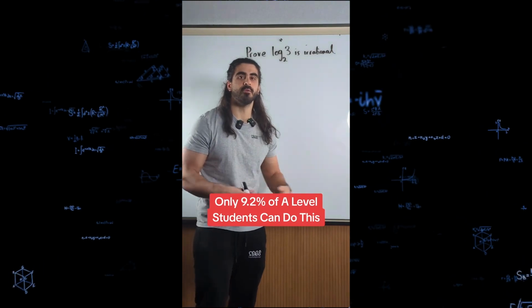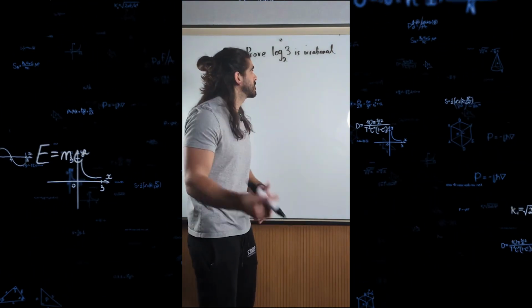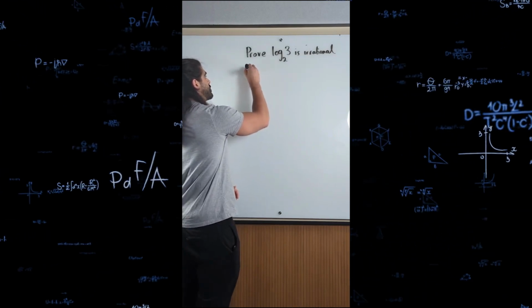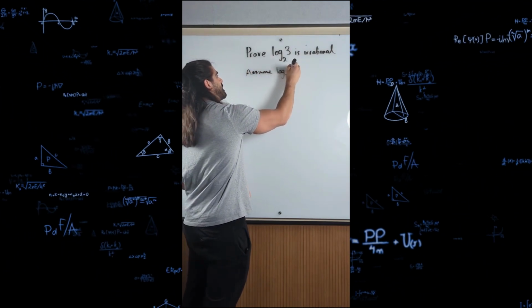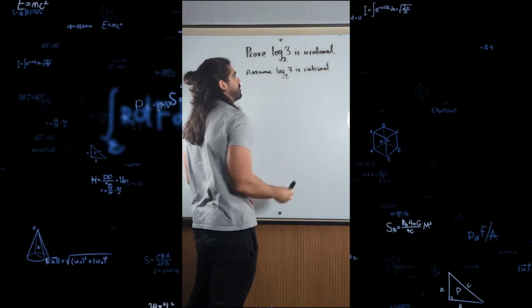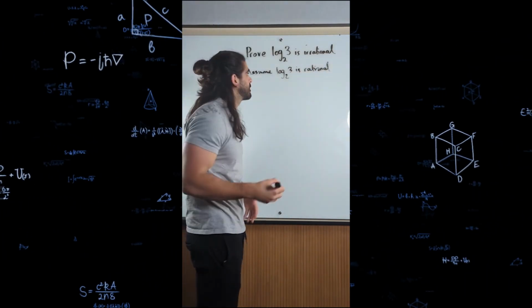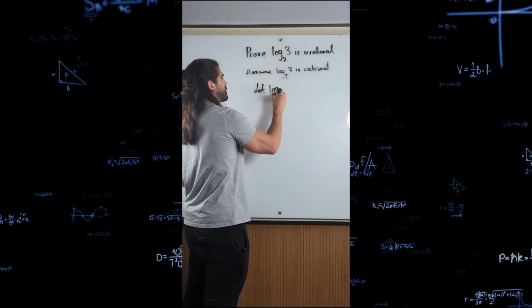Let's do it. Prove log base 2 of 3 is irrational. It's a contradiction question. So the first thing we're going to do is assume log base 2 of 3 is rational. What does it mean for a number to be rational? It means you can rewrite it as a fraction.